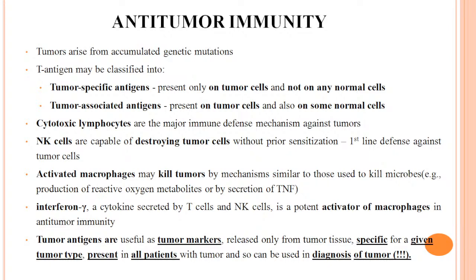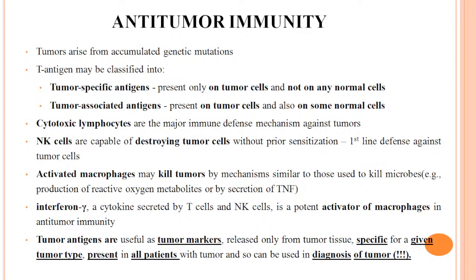Interferon gamma. You remember that interferons are cytokines that are produced by activated immune cells. There are three types of interferon: alpha, beta, and gamma. We have already talked about interferon alpha in antiviral immunity. In anti-tumor immunity, we should talk about interferon gamma, which is secreted by T cells and natural killer cells, and it's a potent activator of macrophages in anti-tumor immunity.